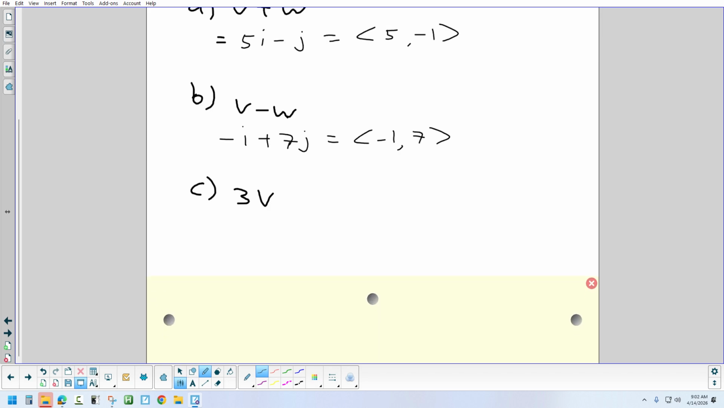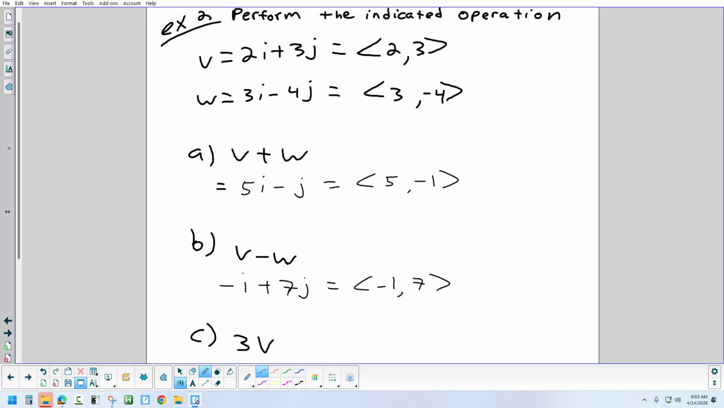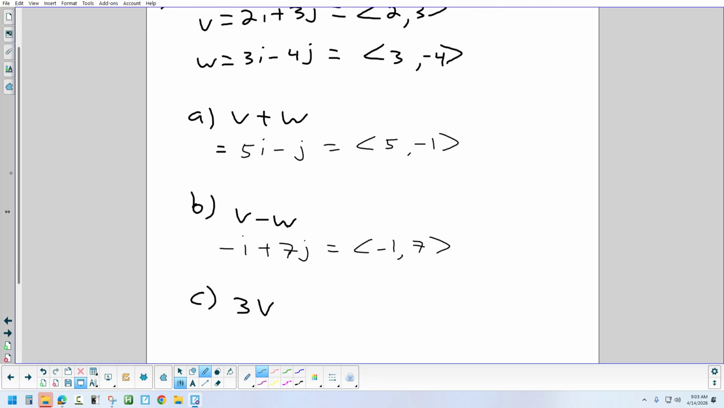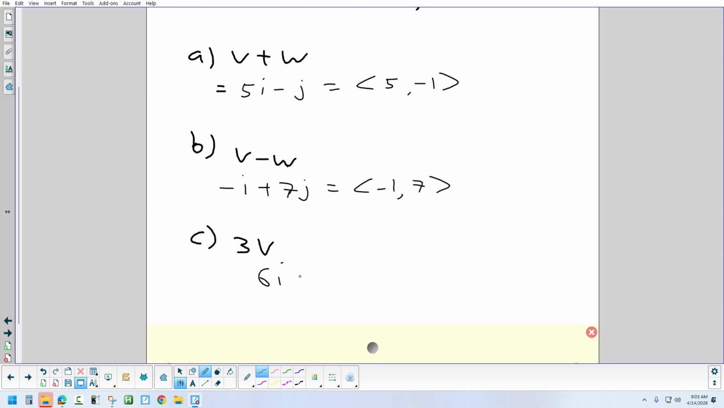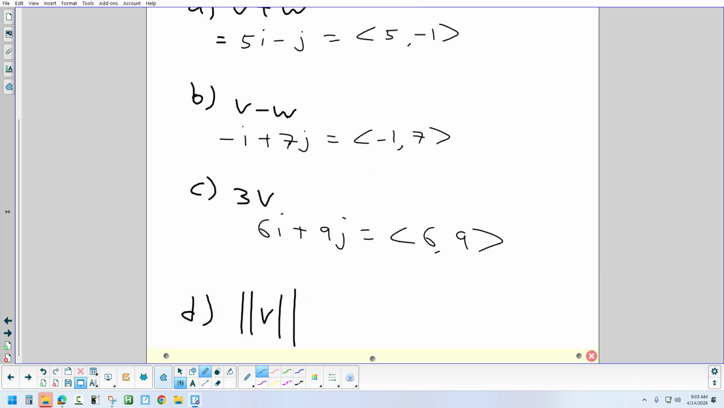Let's try C. So that's a scalar product. So we're finding 3v. Nick, what would 3v come out to as a unit vector? 6i plus 9j. And there it is in our other notation as well. Okay, so again, those three all have the same kind of answer. They all have vectors. The last one we're going to do, don't write your answer as a vector, because it's not. It's a number.